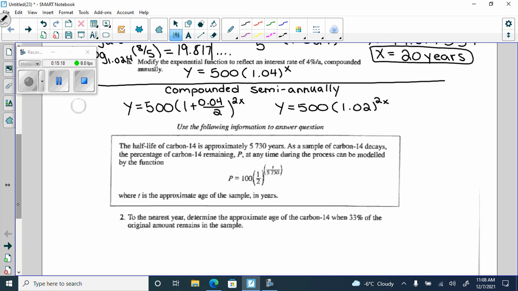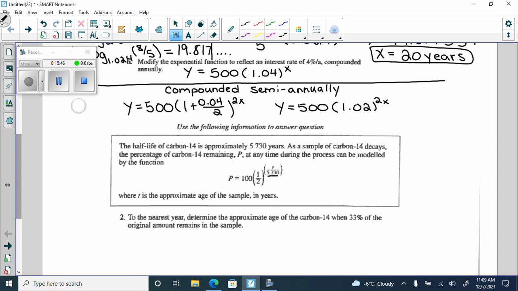We'll go down to this one. The half-life of carbon-14 is approximately 5,730 years. So it halves every 5,730. Does it make sense that it's here in the equation? What goes in that spot? Starts with a P. What goes in that spot on the bottom of the fraction? The period. So it's how long it takes to half, to double, to triple, right?